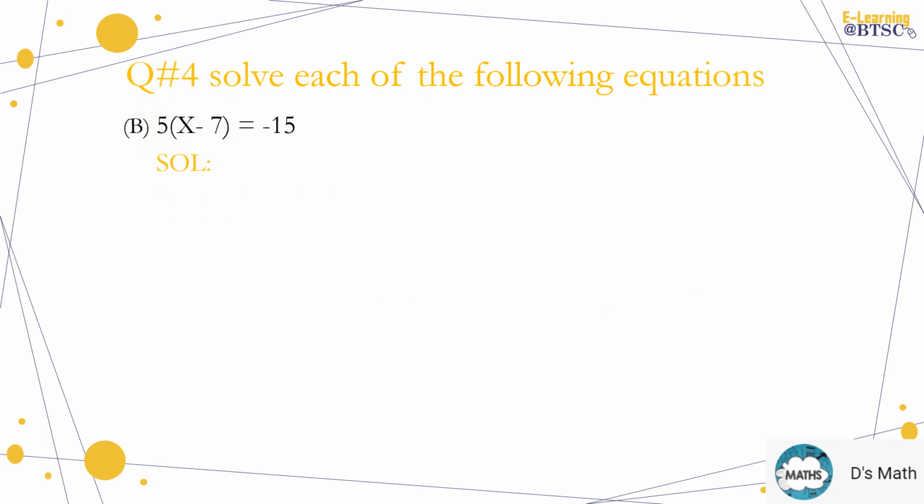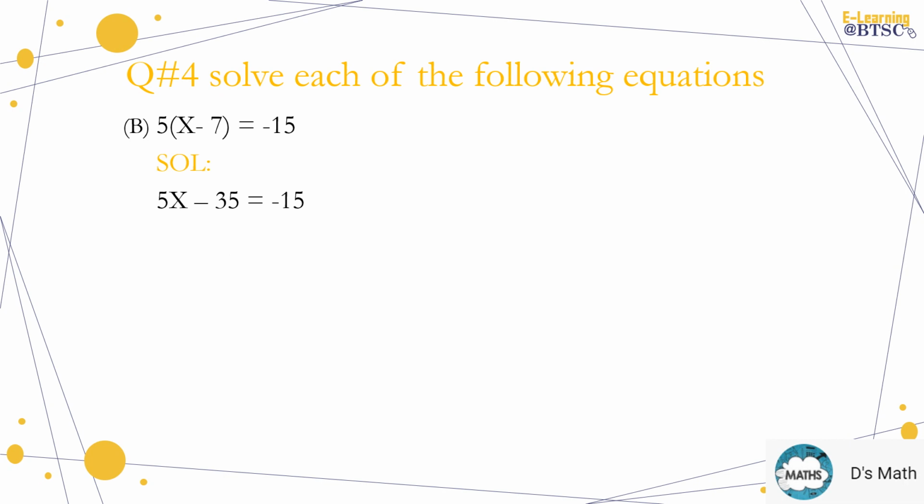Now we are doing question number 4 of exercise 5a. We are doing B part. In B part, we have to solve this bracket: 5 multiplying with (x minus 7) equals minus 15. Now we have to solve or simplify them. When you are asked about the solution, you have to find the value of the variable. Now here we have only one variable, that is x. So in this question, we have to find the value of x.